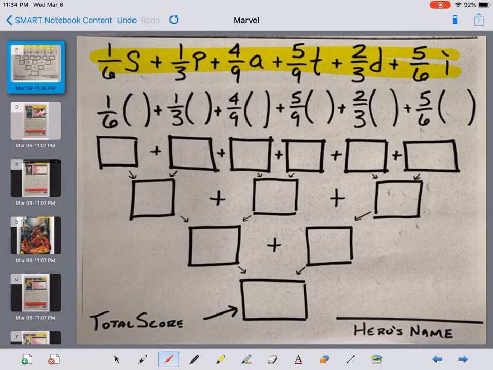So he had a 5 for strength. Just plug it in, plug in 3 for speed, and all of the ratings, just plug those in for the variable terms.